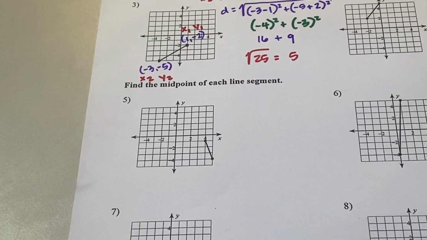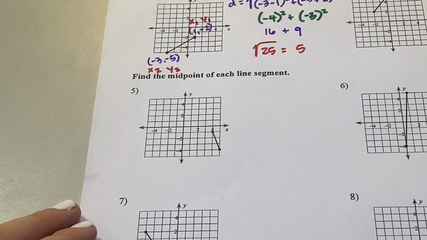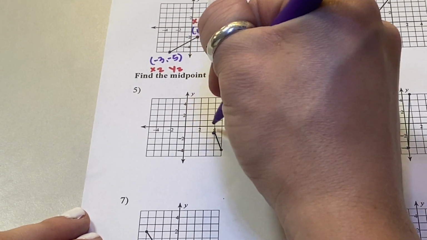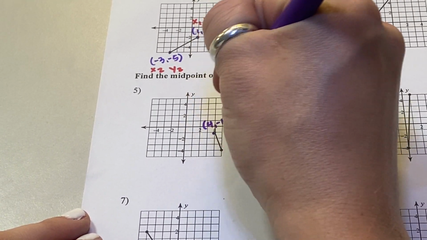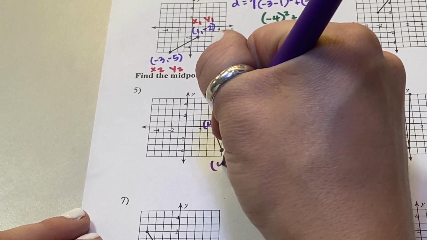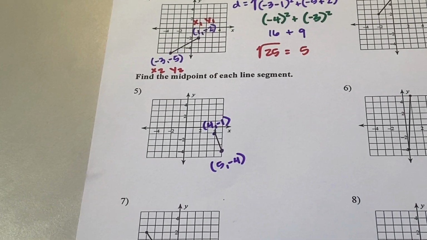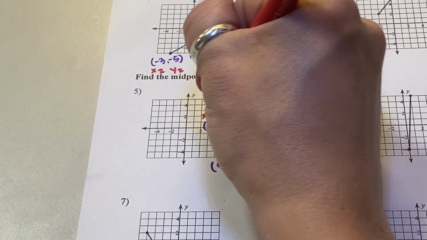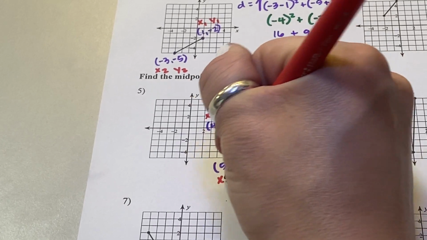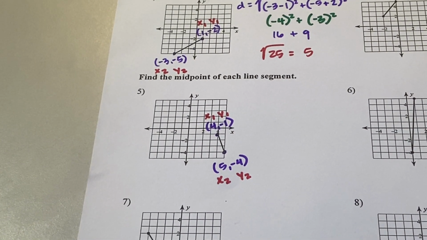Number 5, somebody give me one or both of these coordinate points. What are we working with here? 4 and 1. Negative 1. Good job. Positive 4, negative 1 for that guy. What about this one? 5 and negative 4. Nice. Positive 5, negative 4 for that coordinate point. Okay, again, I want to label my first one and my second one. So we're going to have to plug those in.